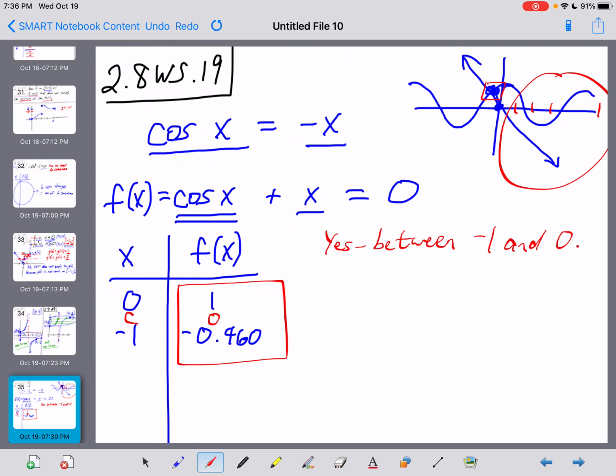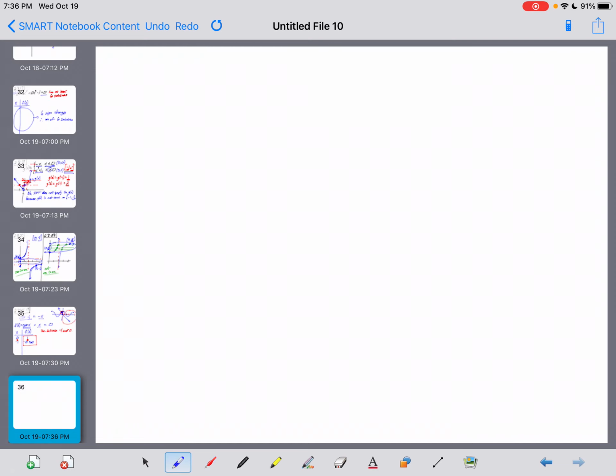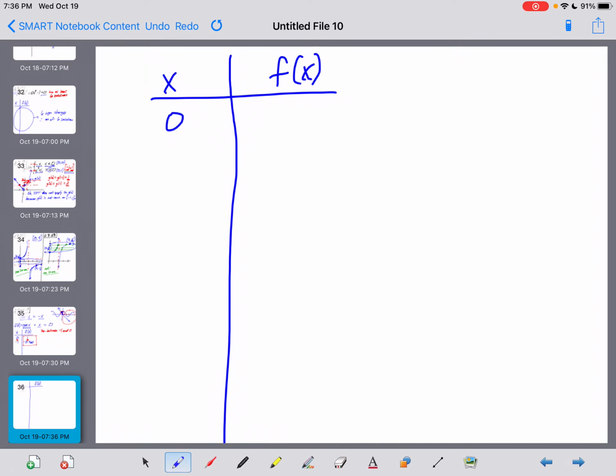Okay, so to do that, let me make my table a little bit bigger here, guys, and easier to see. So x and f of x. And we know that at 0 we got a value of 1, and at negative 1 we got a value of negative 0.460, I think it was, but it doesn't really matter. It's negative. Now we bisect that interval. Halfway between 0 and negative 1 is negative 0.5.